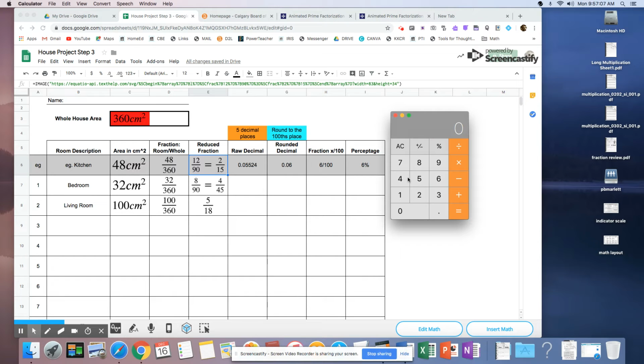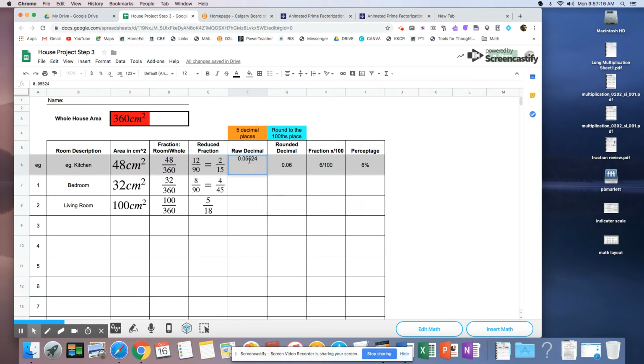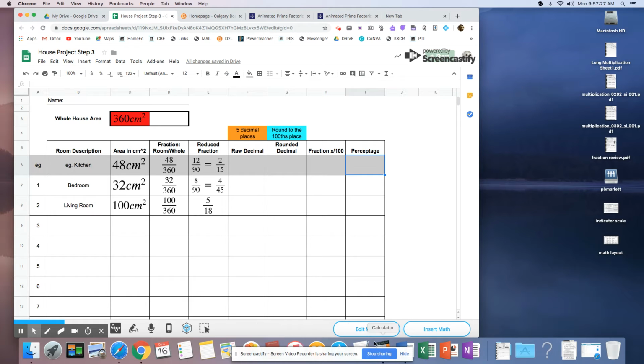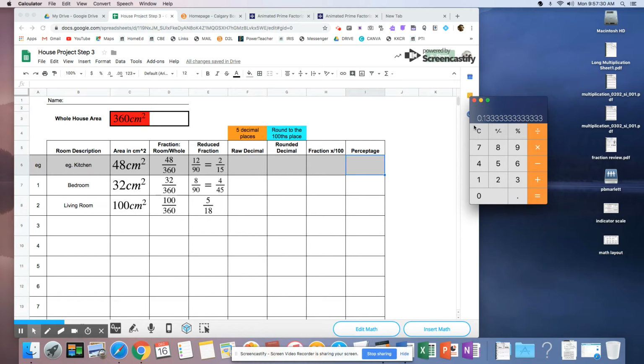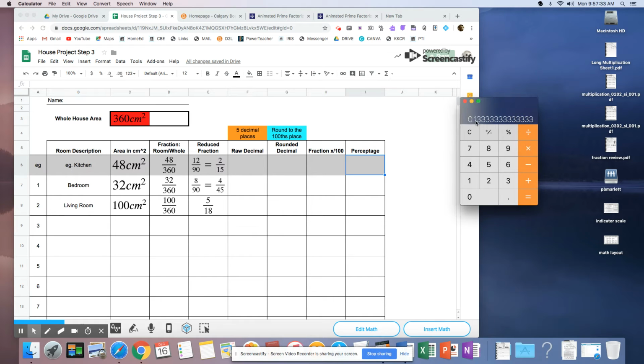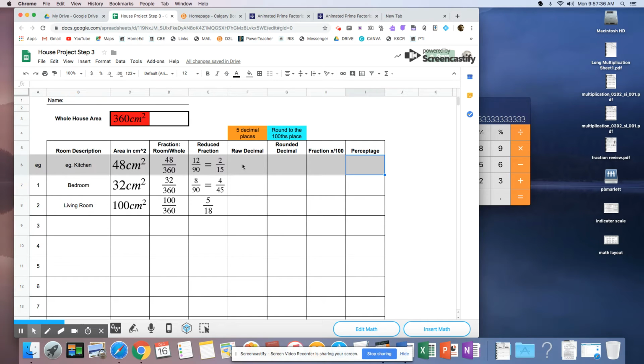Now, how do I get the raw decimal? What I'm going to do is take out my calculator, and I go 12 divided by 90. That's just what a fraction is. And that's going to give me a different number than what I have in here. I change my numbers in here. So let's just do this one together. Calculator, there we go. So here's my raw decimal, 0.133333. I only need 5 decimal places, so I'm going to go over here, 0.13333. Now, if I'm doing this on paper, I can put a line over those 3's, right?